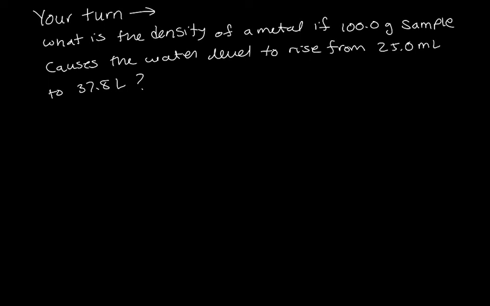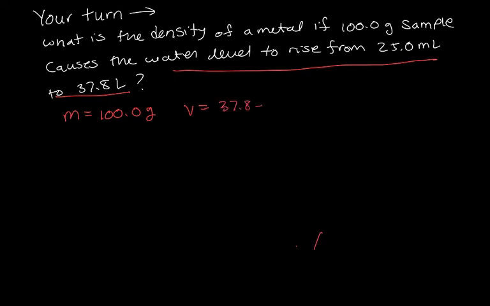So our mass in this case is 100.0 grams. We always want to start with what we're given. And our volume is what? Well, it tells us the water level rises from 25.0 mL to 37.8 mL. And remember, the difference in that water level gives us our volume. So we would do 37.8 minus 25.0, and we end up with 12.8 mL. So that is our volume.